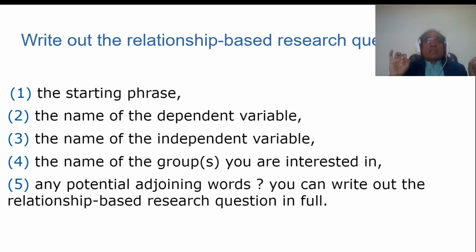Write out the research question. If you are familiar with the starting phrase, the name of the dependent variable, the name of the independent variable, the name of the group you are interested in, and any potential adjoining word, you can write out the relationship-based research question in full, and they are very helpful.